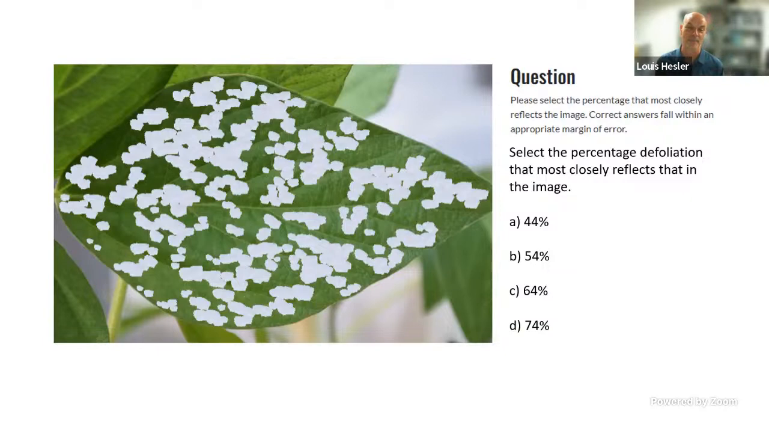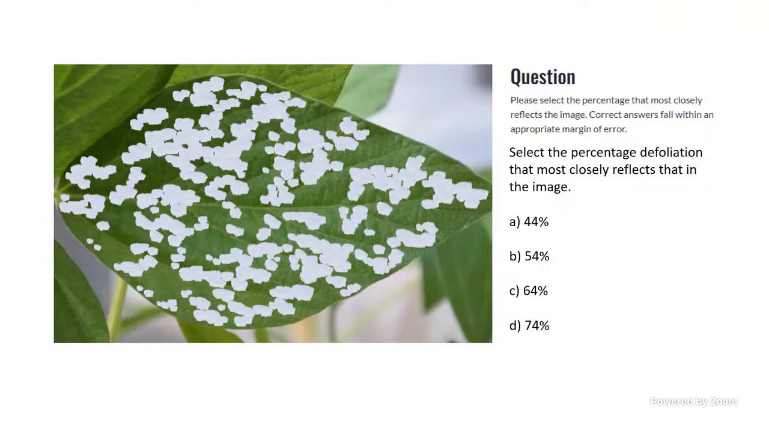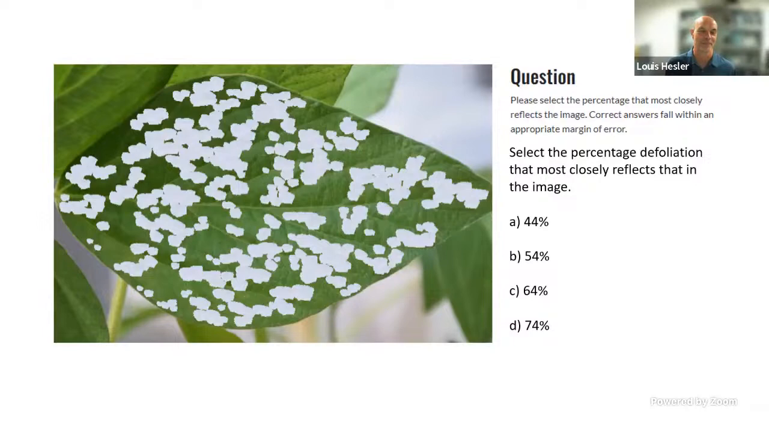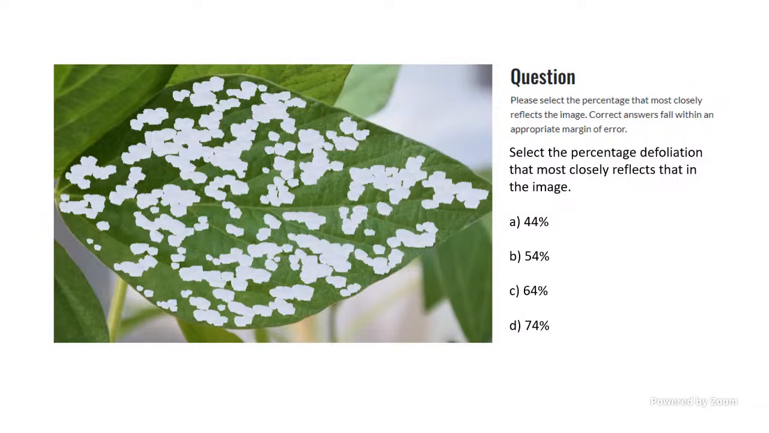Yeah, I think we can end our poll. Sure. About the defoliation, the majority of the participants chose 74%, 35% of the voters. 25% chose 64% defoliation. 19% chose 44%, and 19% chose 54%.